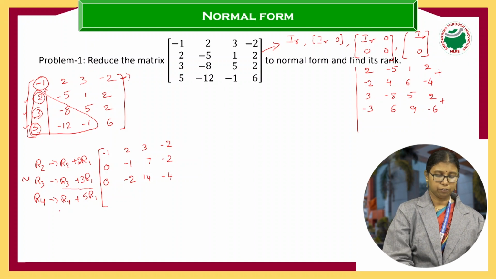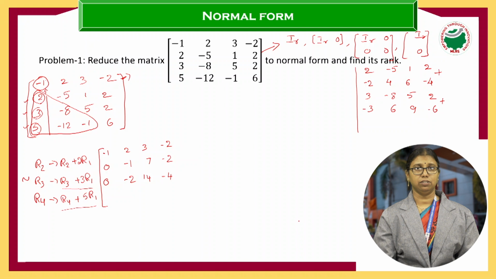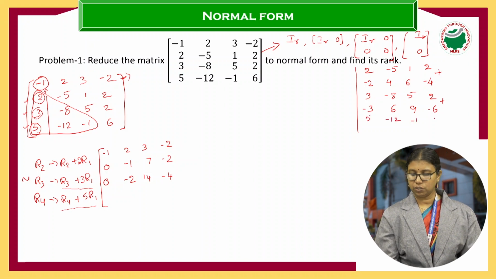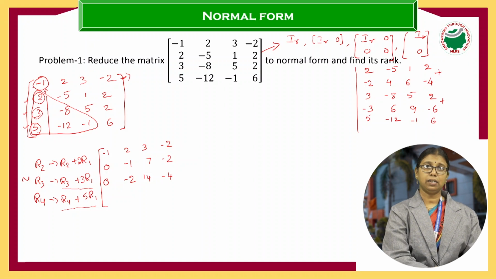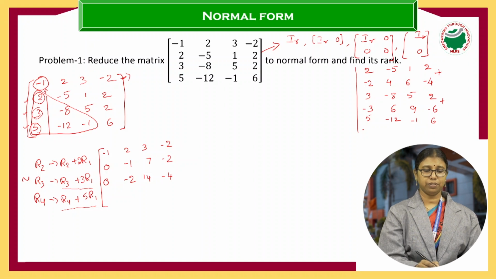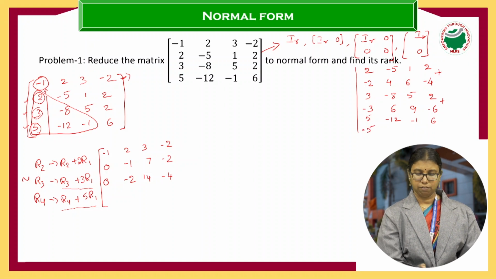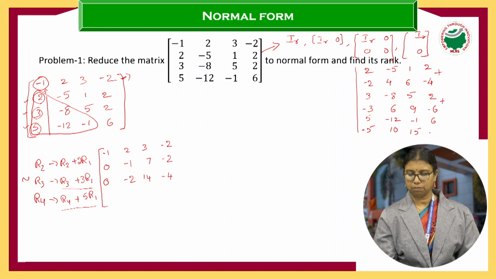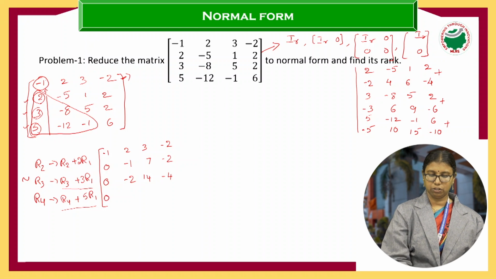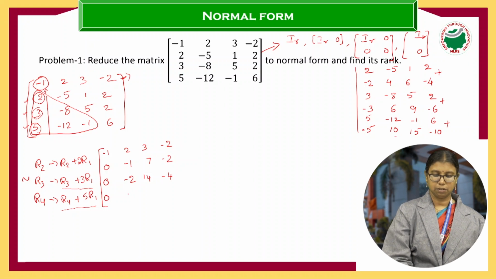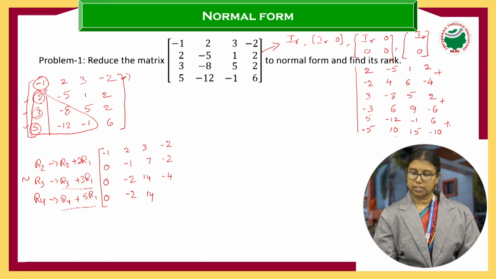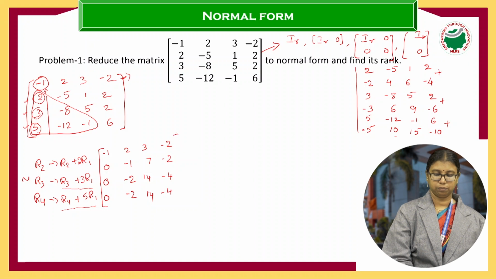Next, for R4, the row operation is R4 plus 5R1. So, first write R4. R4 is 5, minus 12, minus 1, 6. That is 5R1, so multiply the first row with 5. So, that is minus 5, 5 2s are 10, 5 3s are 15, minus 2 into 5 is minus 10. Again, by adding, you will get 0. Minus 12 plus 10 is minus 2. Minus 1 plus 15 is 14. 6 minus 10 is minus 4.